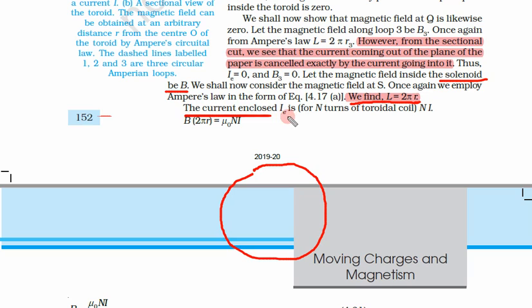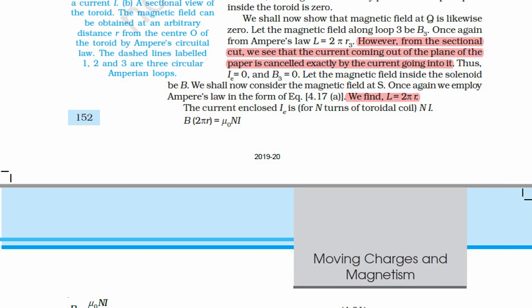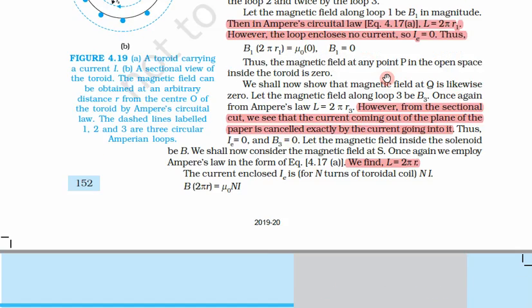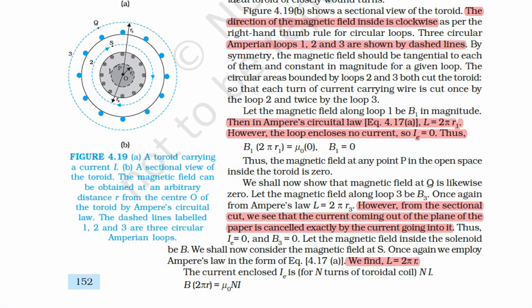Now the current enclosed, IE. What is the current enclosed by this loop? Let us move to the figure and see. If you see, in this circle there is only one type of current enclosed. The current coming out of the plane of the paper is not enclosed, only the current going inside the plane of the paper is enclosed. So both the currents will not cancel out.